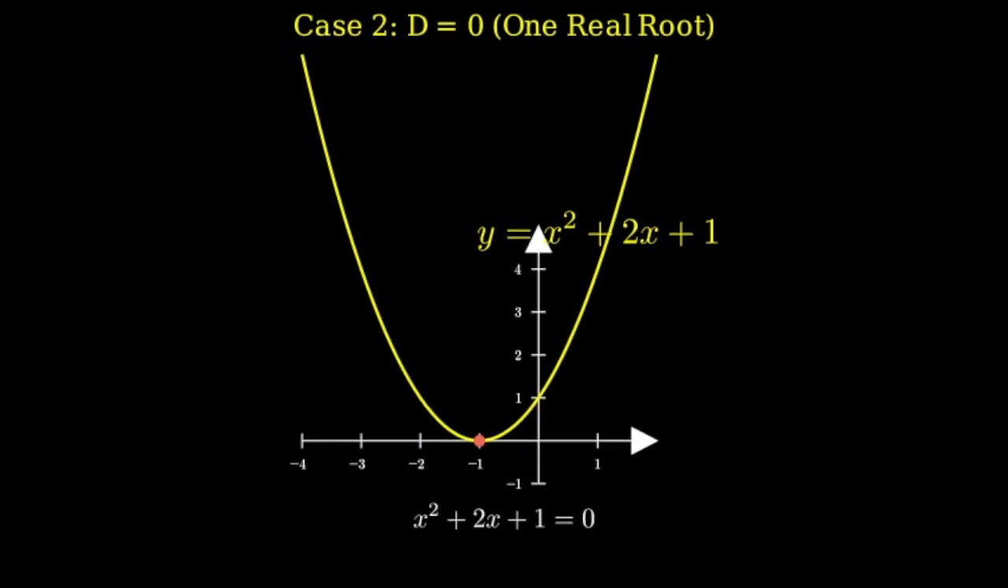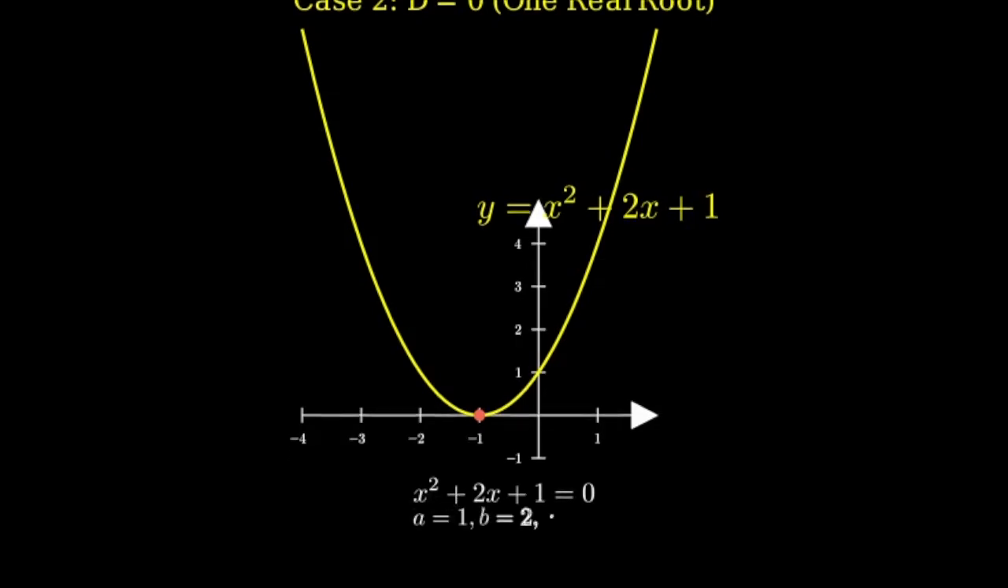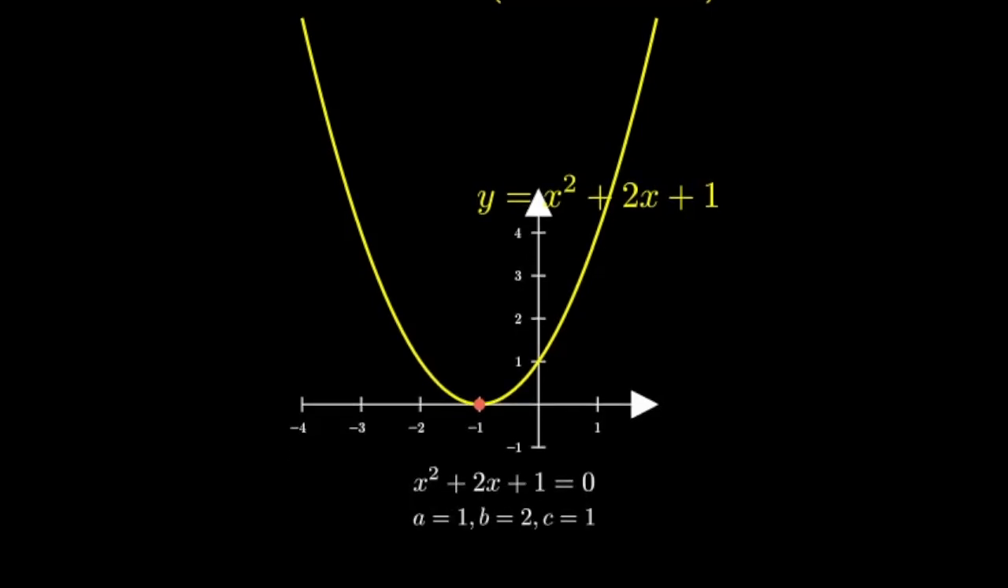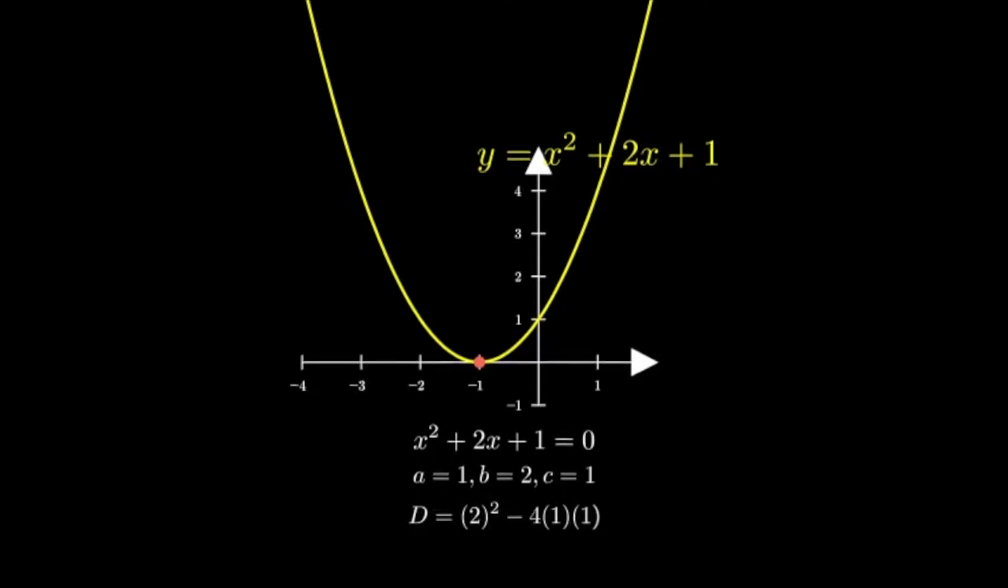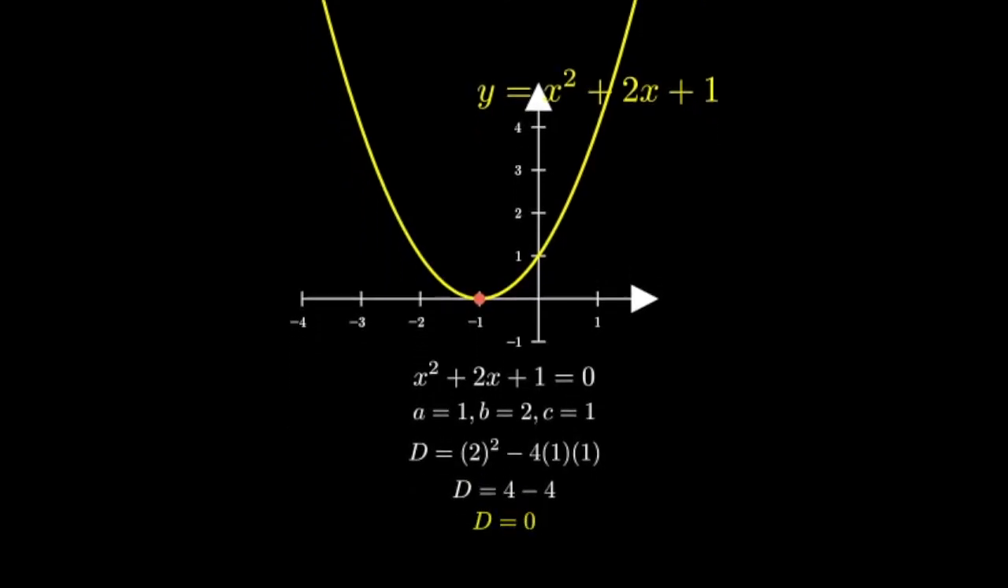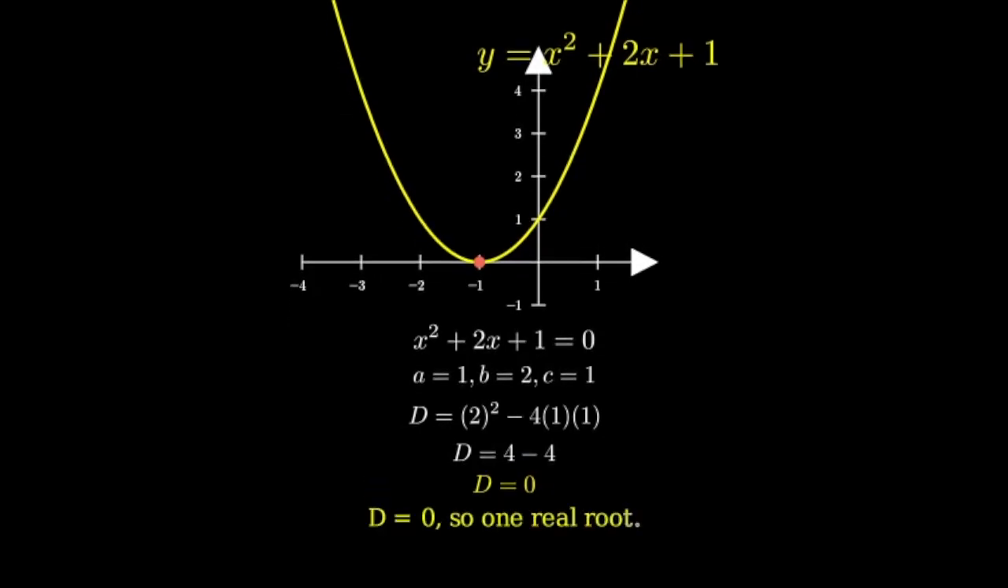Let's look at the equation x² + 2x + 1 = 0. In this equation, a = 1, b = 2, and c = 1. Calculating the discriminant, D = 2² − 4 × 1 × 1. This simplifies to 4 − 4, which is 0. Since D = 0, this equation has exactly one real root.